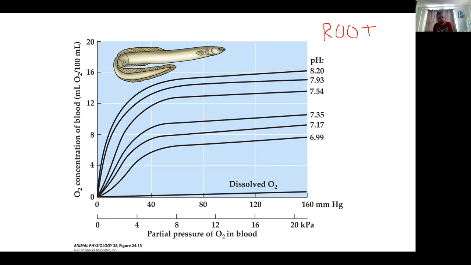What the Root effect is going to do is, with increasing acidity, it's actually going to lower the maximum amount of oxygen that can be bound. We're going to lower maximum saturation. So if we look at our curves here, we're going to kind of plateau. But as we make the blood more and more alkaline, that plateau occurs at larger concentrations. And as we go more acidic, our plateau, our maximum saturation, is less and less. So it's kind of an interesting little unique thing.